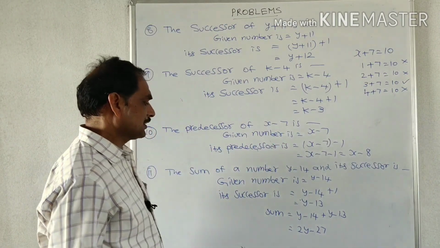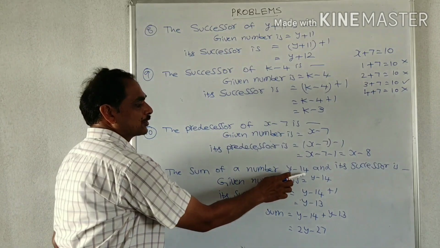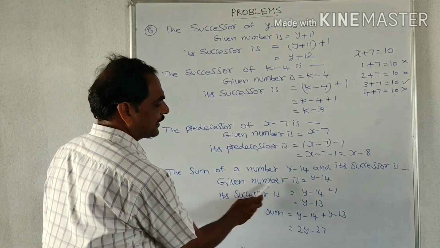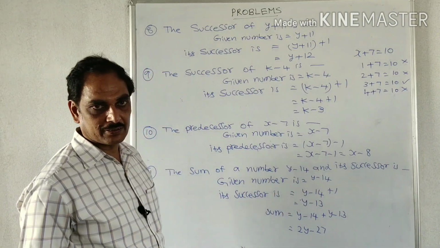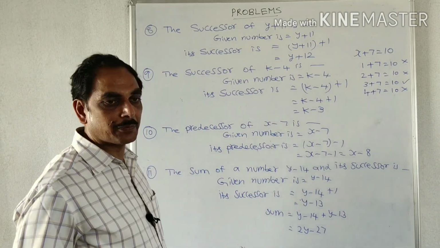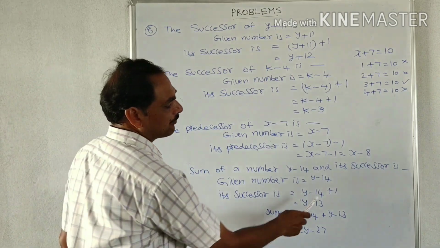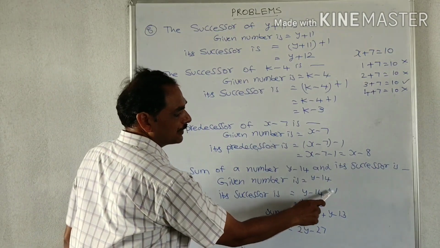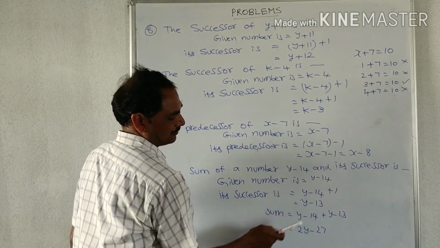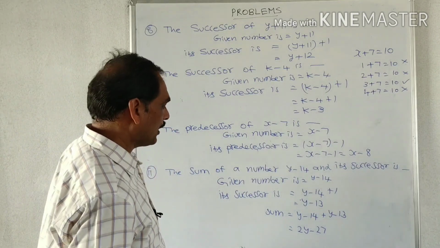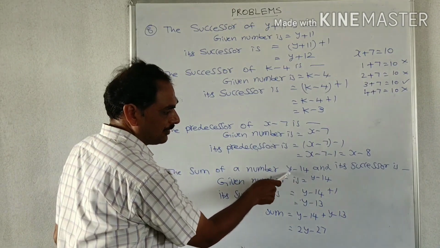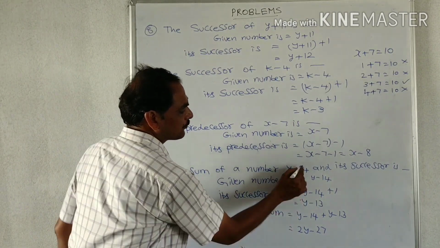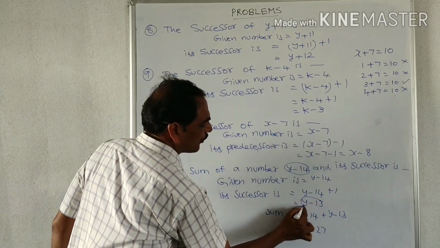Next, the sum of a number y minus 14 and its successor. First we write the given number, y minus 14. Its successor means add 1 to the number. So we add 1 to the given number y minus 14: y minus 14 plus 1 is y minus 13. Now, the sum of the number y minus 14 and its successor: we have to add the number y minus 14 and its successor y minus 13.